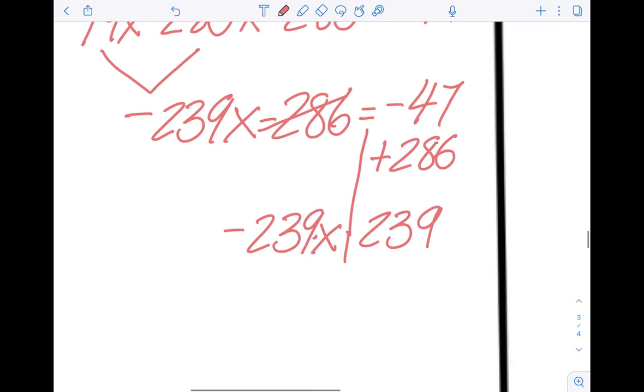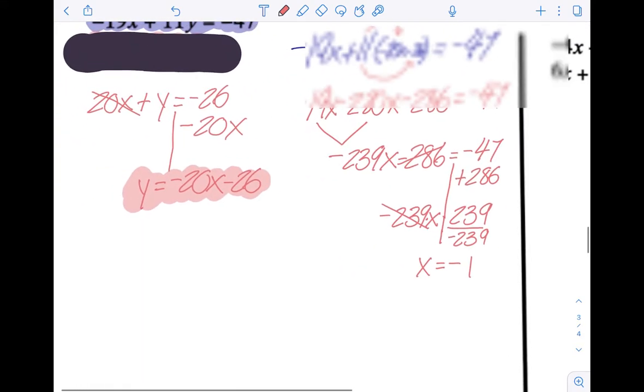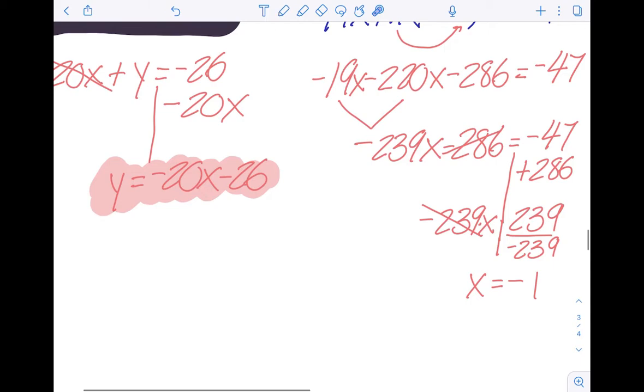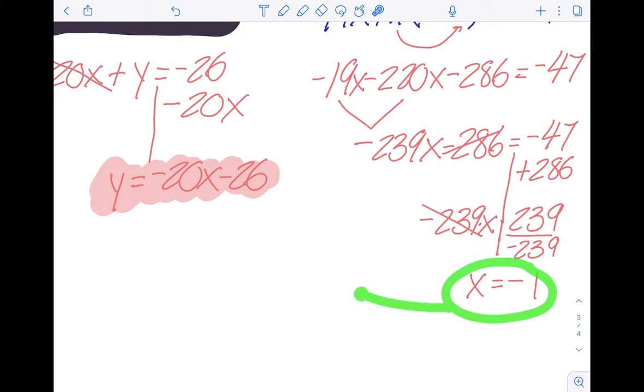And the opposite of multiplying by negative 239 is dividing by negative 239. And I get x is equal to negative 1. Look at that. x is equal to negative 1. But remember, I need to find my y now. But fortunately here, kiddos, look at this. y is already solved here. So all I have to do is take this x, negative 1, and put it right in there.